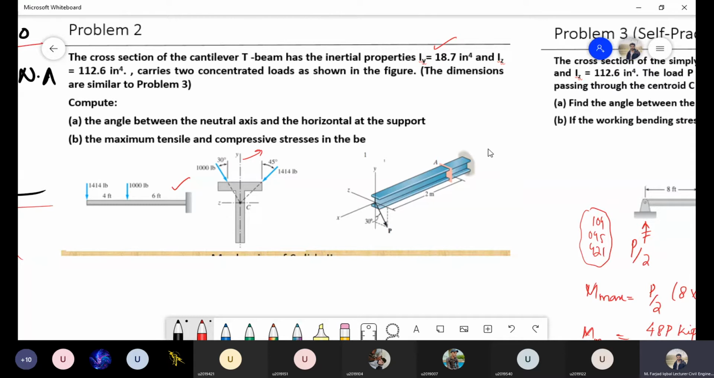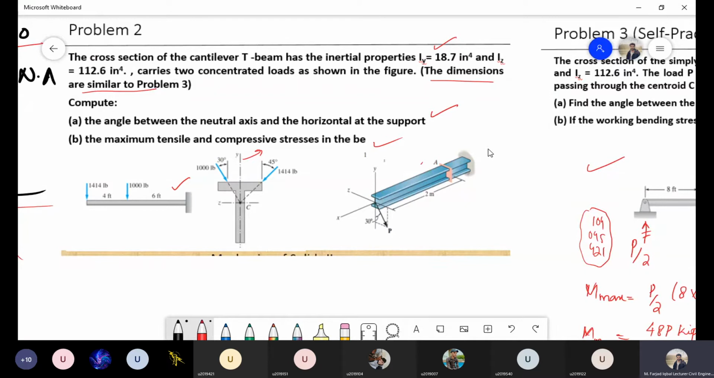In this one, we have been provided with two loads. One is this 1,000 pound and the other one is 14 pound. We have been provided with the inclination as well, and the first step we have to do is the same thing: we need to find out the inclination of neutral axis, and the dimensions are similar to this problem that we have just completed. The next thing is we need to figure out the maximum tensile and compressive stress. And this figure over here has nothing to do with this question.